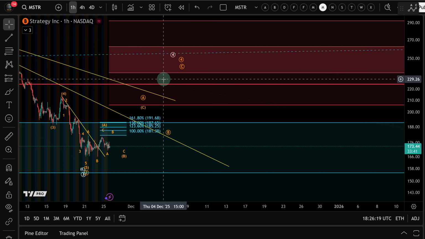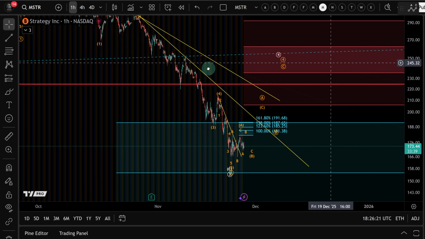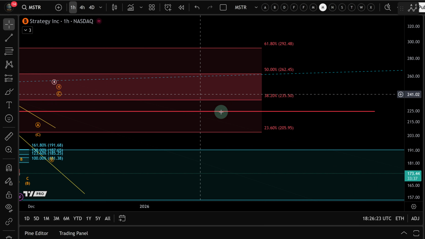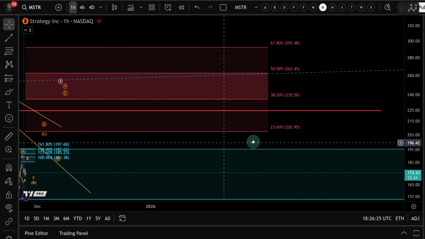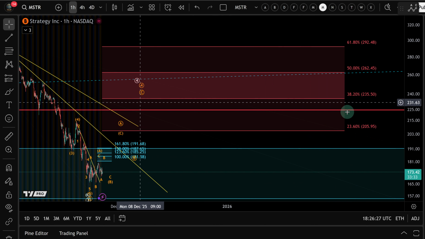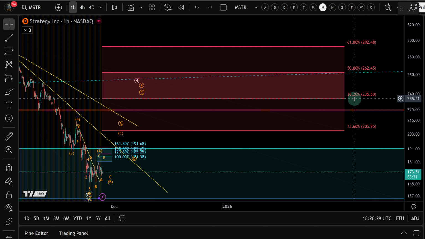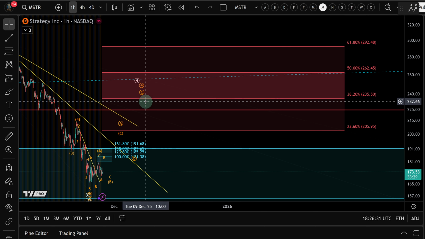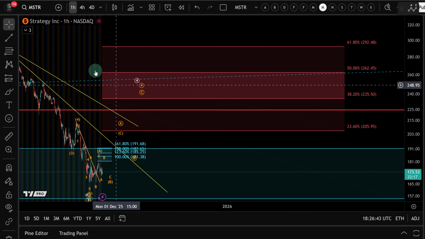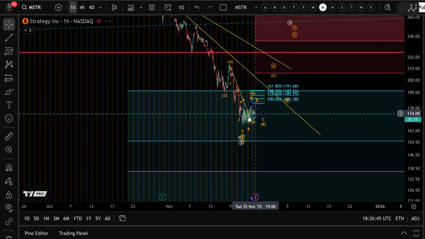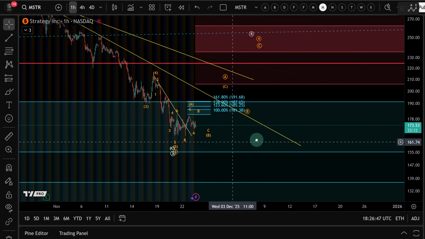Now, in previous updates, we talked again and again about this resistance area and the $235 level, which is the 38.2 retracement, is usually an ideal resistance level and target, you could say, for a fourth wave. So a fourth wave bounce is due, but I gotta say, Bitcoin has performed a little better over the last 48 hours. And so I'm not quite sure if MSTR has really started this fourth wave bounce.